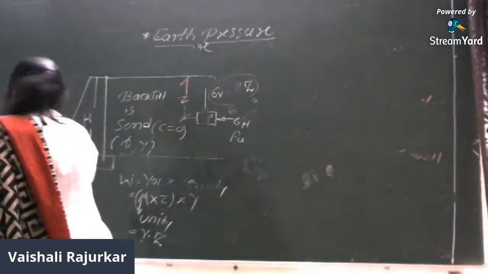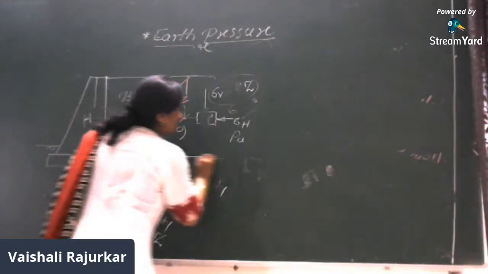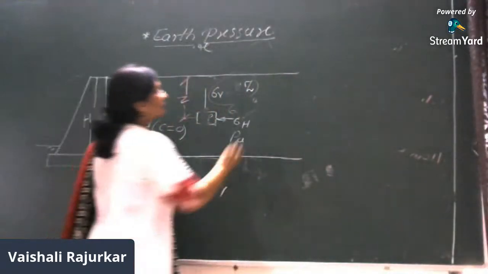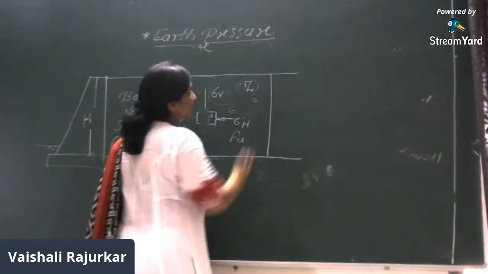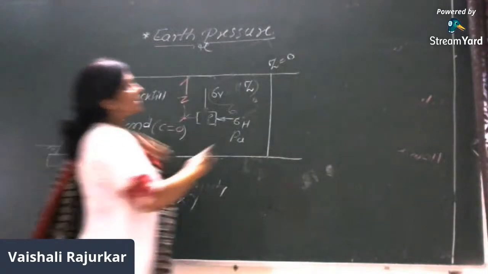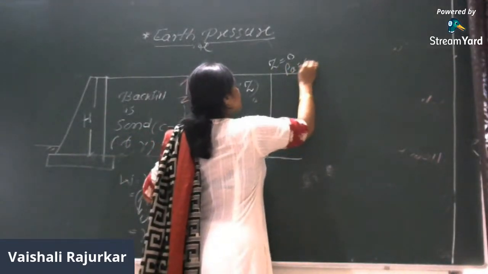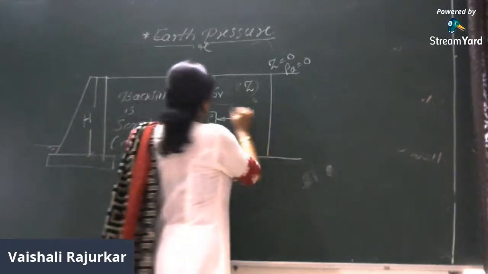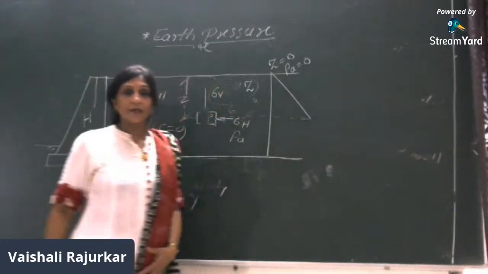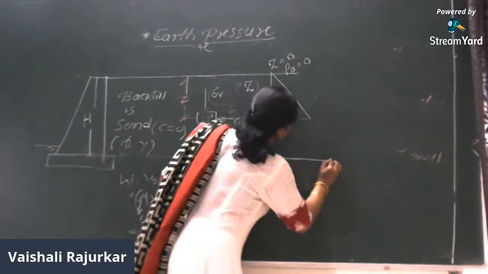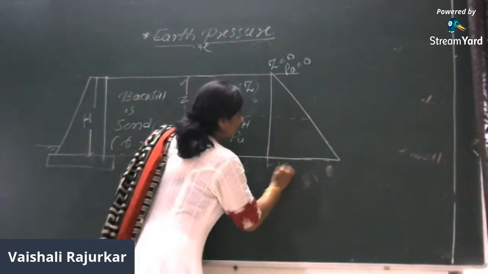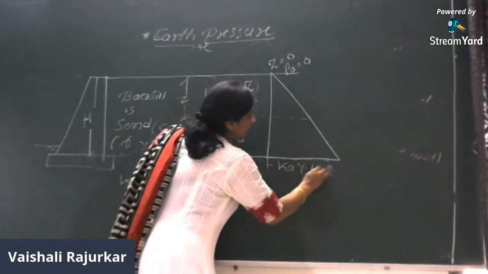So I'll just draw a pressure distribution diagram of the retaining wall. Here this Z is equal to 0. As Z is equal to 0, the pressure is 0. Therefore, this pa is 0 at the top. Then I'll consider any depth Z at which the pressure is Ka into gamma into Z. And at the bottom, the pressure is maximum, and here you can see this is Ka into gamma into H.